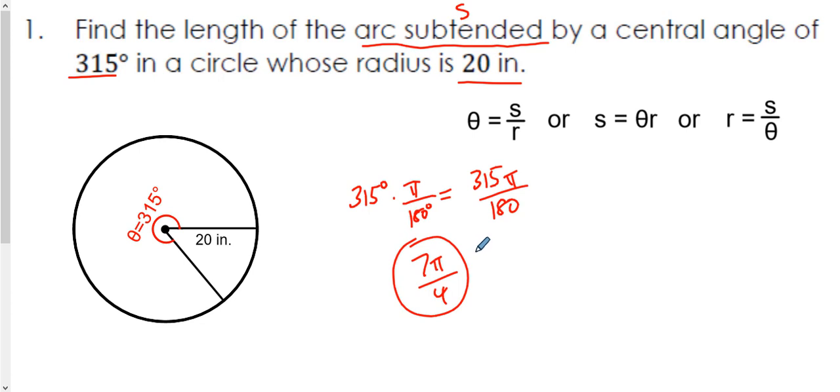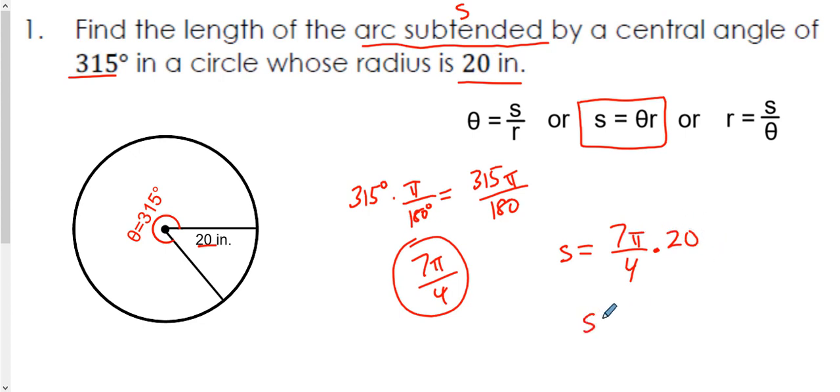So theta equals the subtended arc length divided by r, but we're looking for the subtended arc length. So this is the formula we want to use. So we've got subtended arc length equals theta, which we already know is 7 pi over 4, times the radius. Well, the radius is 20 inches. Again, a whole number times a fraction. It's very simple. Just multiply the numerator by that. So it's going to be subtended arc length equals 7 times pi times 20 over 4.